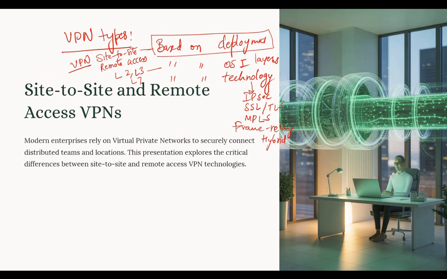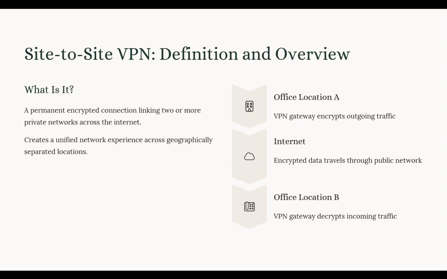Now, modern enterprises rely on VPNs to securely connect distributed teams and locations. So this presentation will show you the critical differences between site-to-site and remote access VPN. First, let's talk about the site-to-site VPN. What is it? A site-to-site VPN is a permanent encrypted connection linking two or more private networks across the internet, like a branch and a headquarters. It creates a unified network experience across geographically separated locations, like headquarters and different branches together. That's what a site-to-site VPN is.